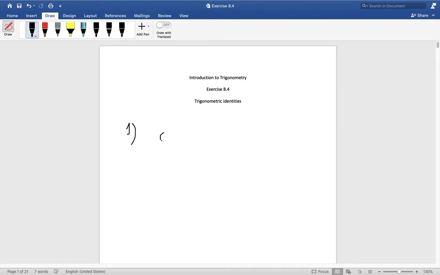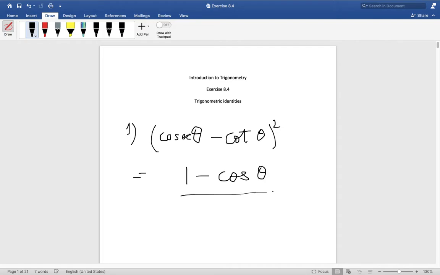So the first one is (cosecant theta minus cot theta) whole square is equal to (1 minus cos theta) by (1 plus cos theta).